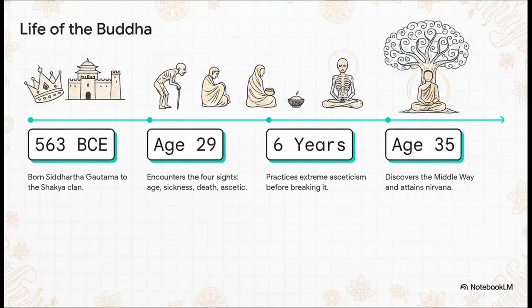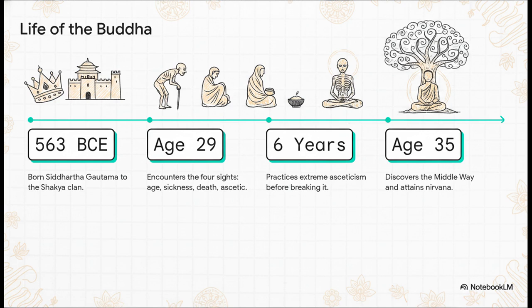Picture this. It's 563 BCE, and Siddhartha Gautama is born into an aristocratic Hindu family of the warrior caste. He's living this completely sheltered, luxurious royal life in modern-day Nepal, basically shielded from any real human suffering. But at age 29, Siddhartha ventures outside the palace walls and encounters what historians call the four sights. He sees an old man, a sick man, a decaying corpse, and finally, a wandering ascetic. Obviously, he is shocked by this undeniable reality of aging, sickness, and death. It completely rocks his worldview.